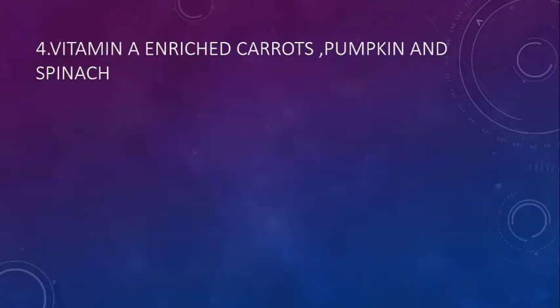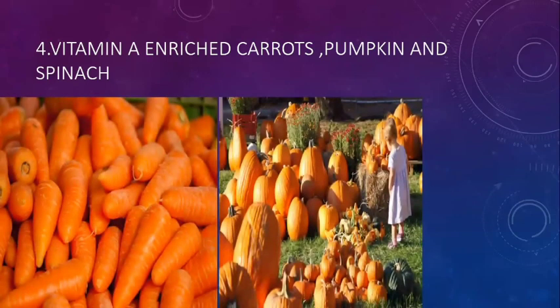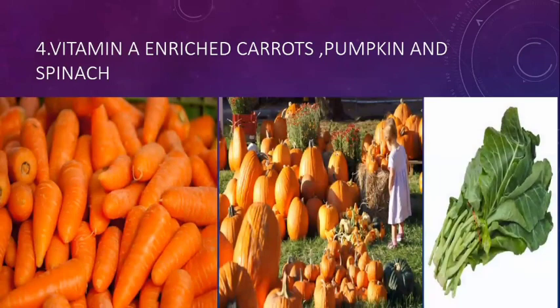The next one, vitamin A enriched carrots, pumpkin, and spinach. These are the new varieties developed from plant breeding, which contain more protein, oil content, and mineral content. Protina, Shakti, and Rathna are lysine-rich maize hybrids. Atlas 66, protein-rich wheat variety, iron-rich fortified rice variety, and vitamin A enriched carrot, pumpkin, and spinach.